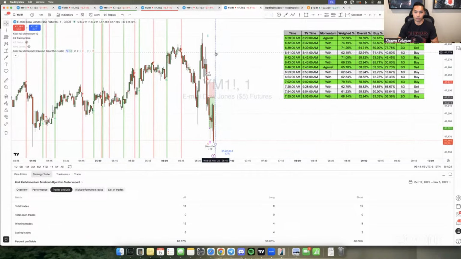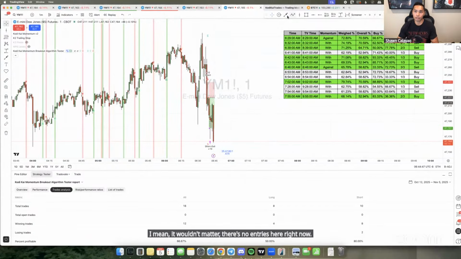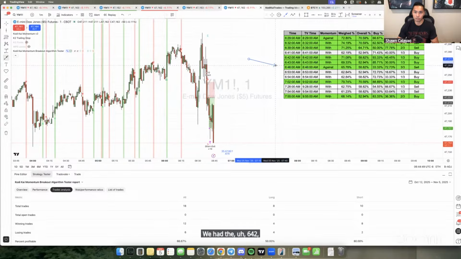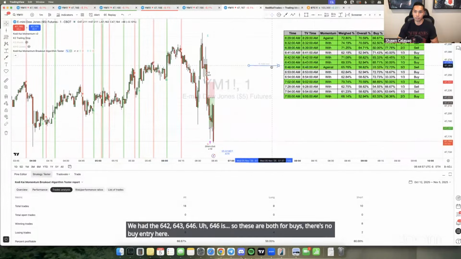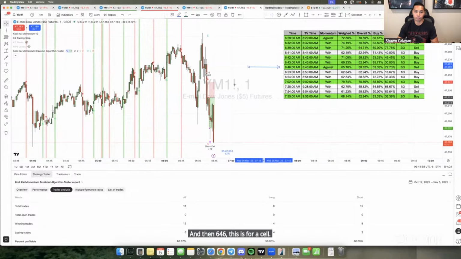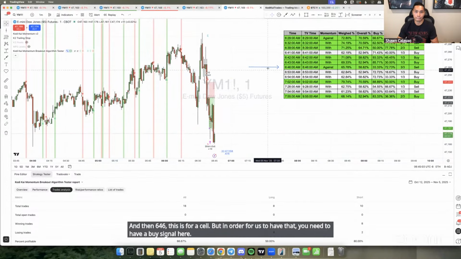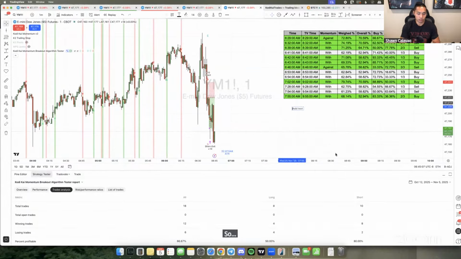I mean, it wouldn't matter. There's no entries here right now. We had the 642, 643, 646. 646 is, so these are both for buys. There's no buy entry here. And then 646, this is for a sell. But in order for us to have that, you need to have a buy signal here. So we just gotta wait for these entries to come up.